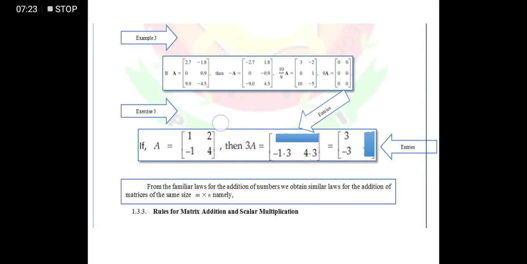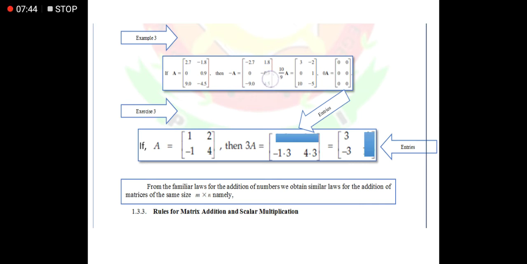So, we have your negative 2.7, 0, because even if you negate 0, it's still 0. Negative 9.0, positive 1.8 because it is negative here. Negative 0.9 because it is positive here. Positive 4.5 because it is negative here. So, same with this one, 10 over 9.